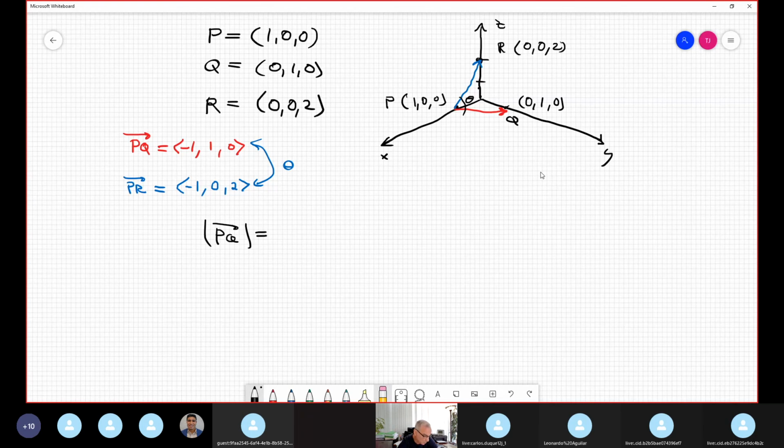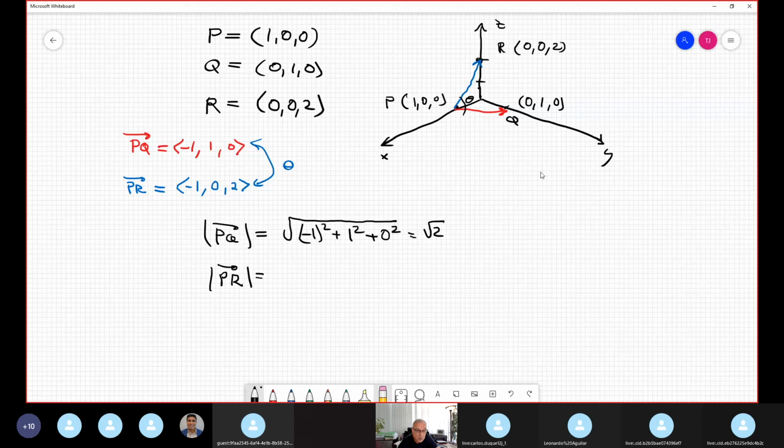Magnitude PQ is the square root of negative 1 squared plus positive 1 squared plus 0 squared. Es obvio que es radical 2. Magnitude PR es obvio que es the square root of negative 1 squared again plus 0 squared plus 2 squared. It's radical 5.